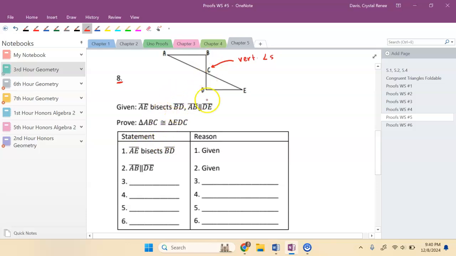All right, so AE bisects BD, and AB is parallel to DE. Let's start with AE bisects BD. So AE is this, and it bisects BD, so this here is what's being bisected. If that's being bisected, that means that BC has to be congruent to CD. And remember, that is just by the definition of bisect.